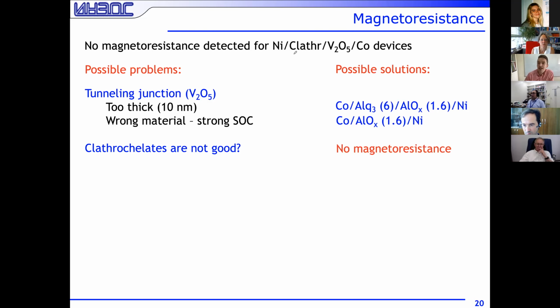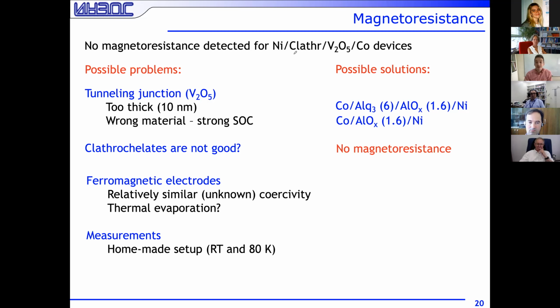So we decided to check, and we made some devices which are much simpler. They don't have anything of clathrochelates nature. They are actually described in literature, or at least very, very similar devices are. And we didn't observe magnetoresistance even for devices that are supposed to have it. So obviously there was something wrong with our devices from a point of view of spintronics. So again, we don't know yet what exactly was wrong.